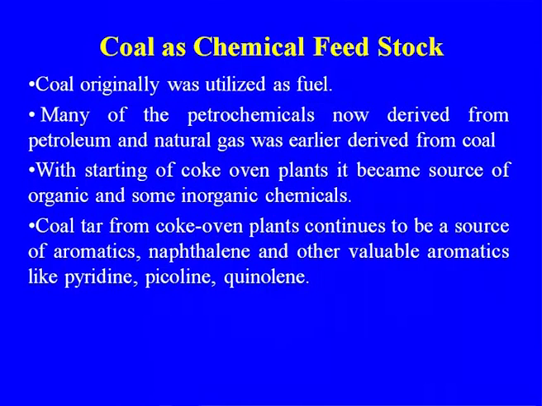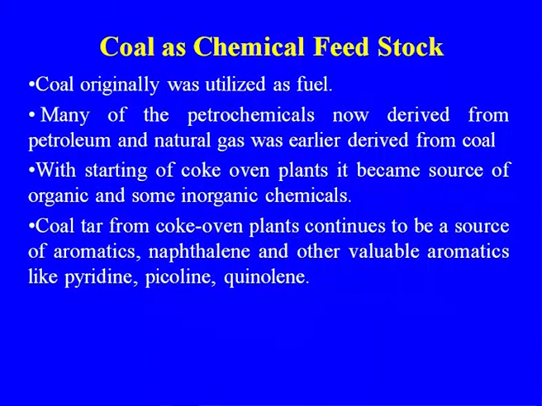Many of the petrochemicals now derived from petroleum and natural gas were earlier derived from the coal, especially from the coke oven plants, because the aromatics earlier, benzene, toluene, xylene, and a large number of other organic chemicals are present in the coke oven gases. We were getting them either through the coal tar distillation or the separation of the benzol. That was the important source of the aromatics, only that in the case of the coke oven plant, the yield of the aromatics is comparatively low.